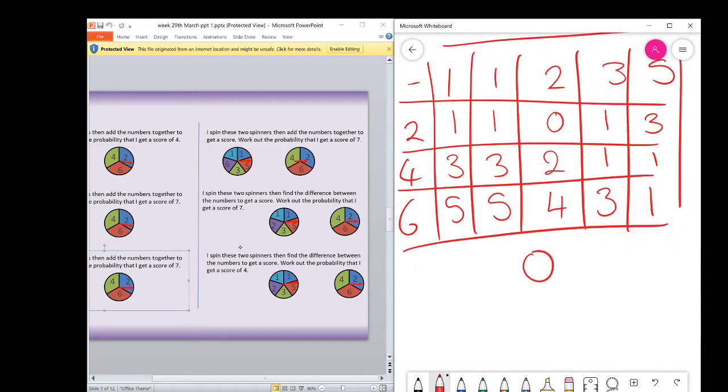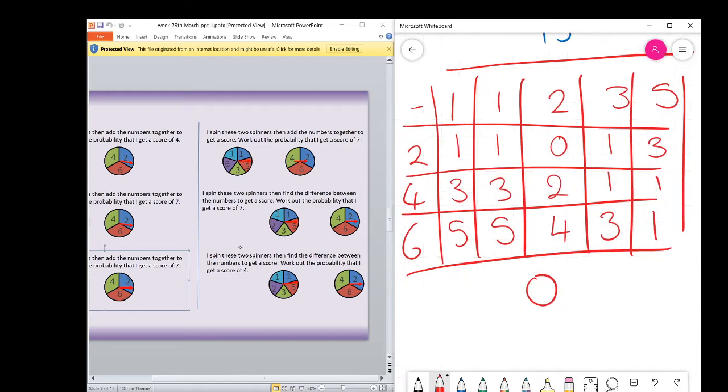Okay. Oh, look. Lovely. These ones, you can see the spinners are exactly the same. The question is still a difference question, so I can still use my table from here. Work out the probability to get a score of 4. There's 1. So it's 1 out of how many options? 1, 2, 3, 4, 5, 6, 7, 8, 9, 10, 11, 12, 13, 14, 15. Okay, so those were the answers to that one.